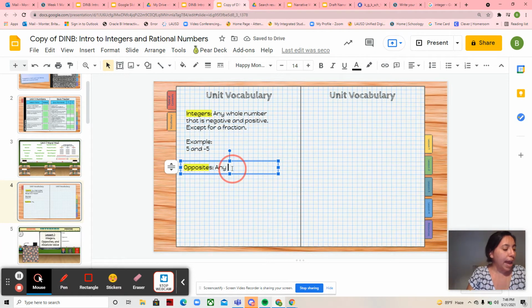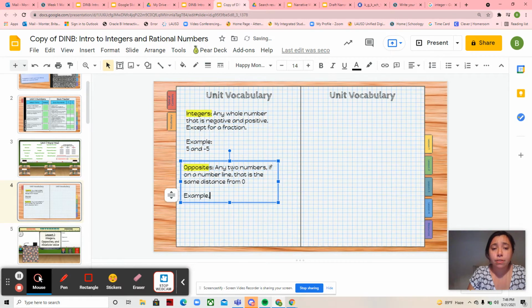So opposites are any two numbers on a number line that are the same distance from 0. So that just means, for example, that 5, which is on the right-hand side of the number line, is going to be the opposite of negative 5. And negative 5 is going to be the opposite of a positive number.